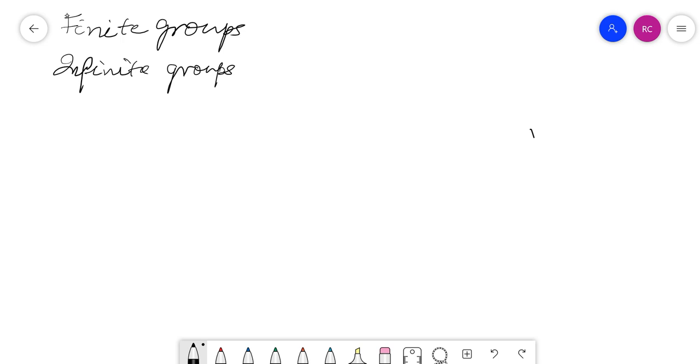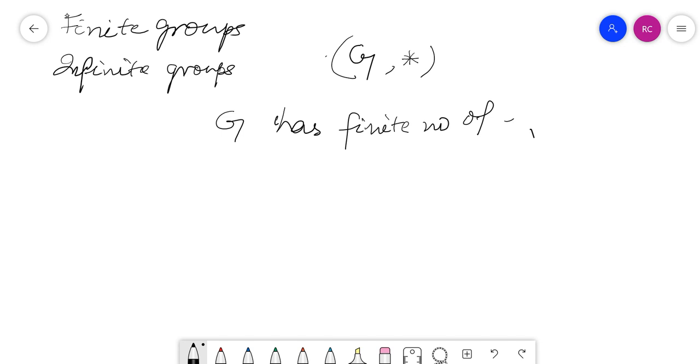So what is a finite group? If say G is a set and asterisk is an operation and this is a group, then this is finite if G has a finite number of elements, else it is an infinite group, right? Okay.